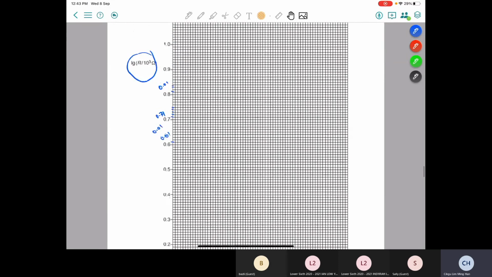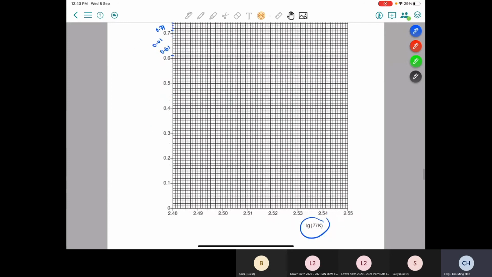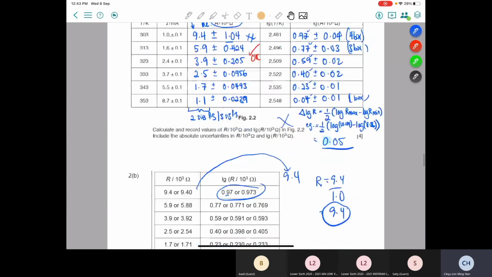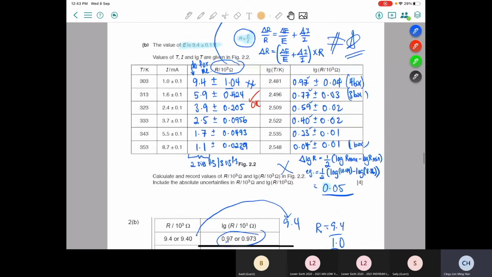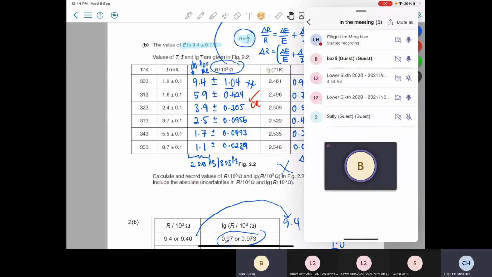And then this one is your log R. That's why you need the two axes. This is for you to plot now, because now you plot log R against log T. This is only for you to plot. No calculation needed, just plot. Thank you sir. I understood it from earlier. Good thing you asked.